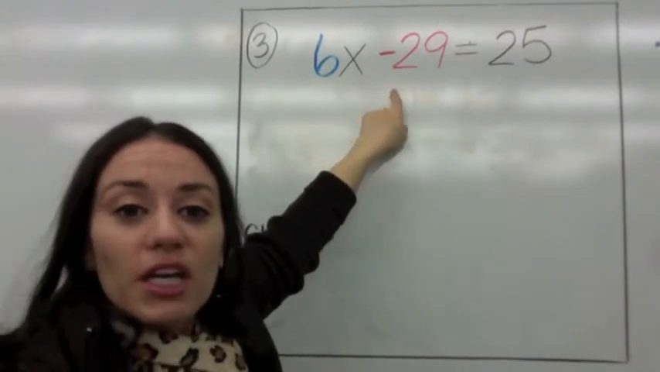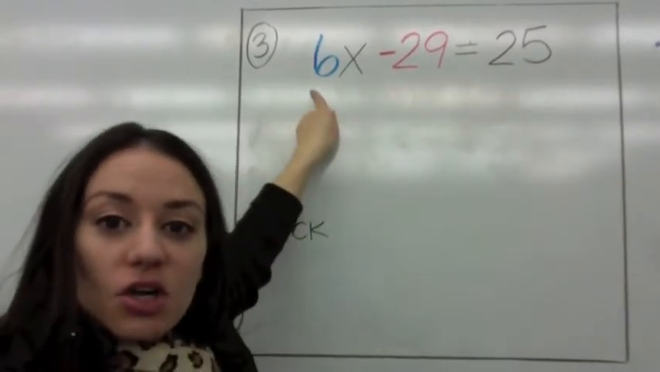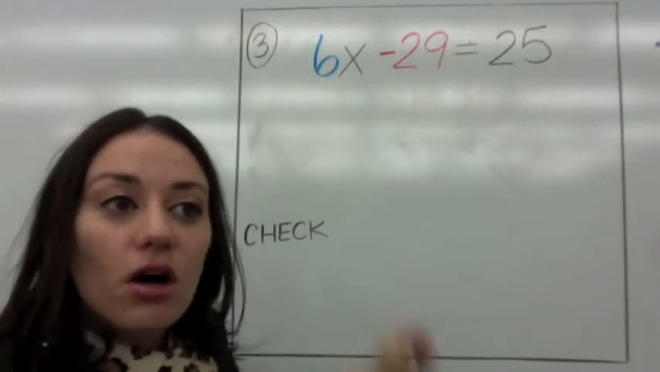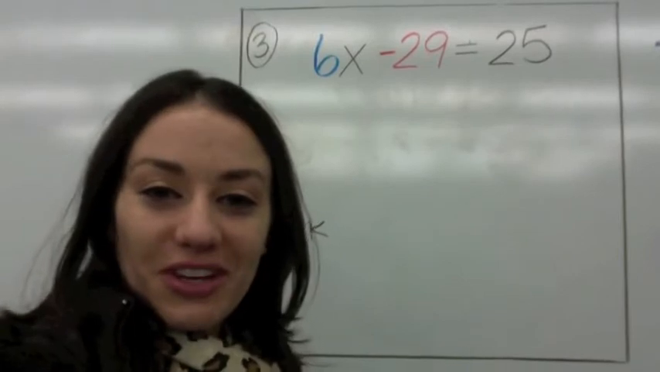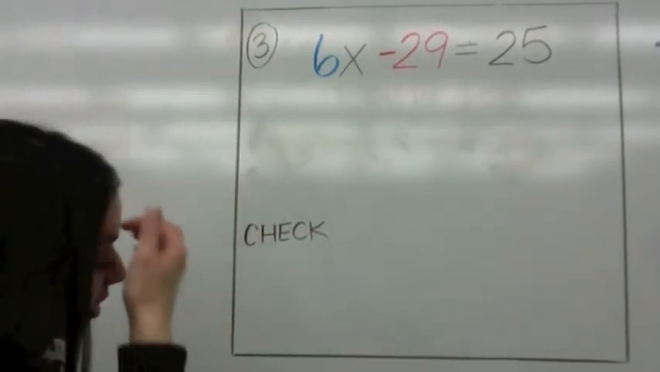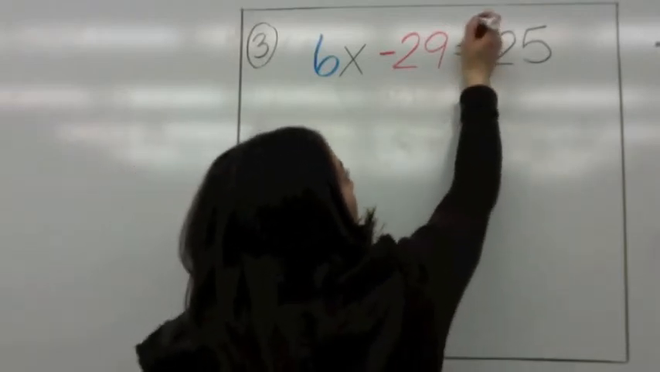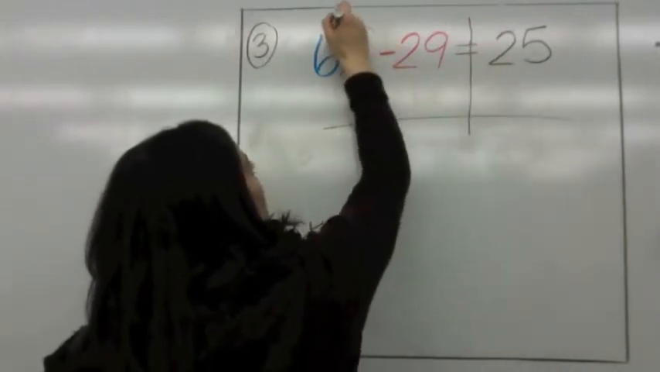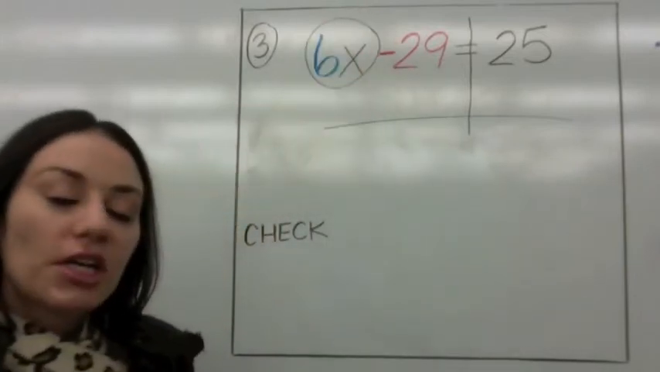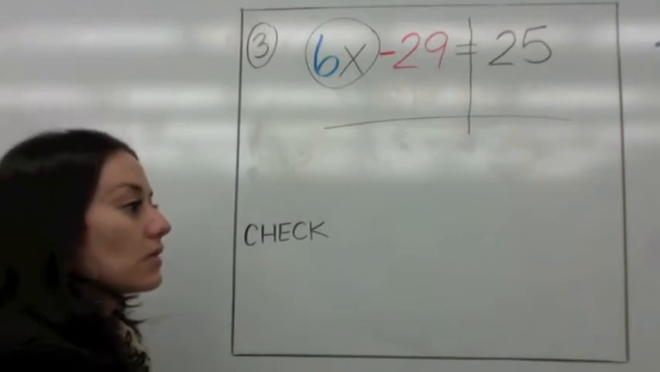6x minus 29 equals 25. Pop quiz. What is the 6 called in 6x? It's called the coefficient, right? Okay. So to solve this two-step equation, first, you're going to draw a T to separate both sides of the equation. And I want you to circle the term 6x, because we're going to try and get x by itself and get rid of the coefficient, who is 6.